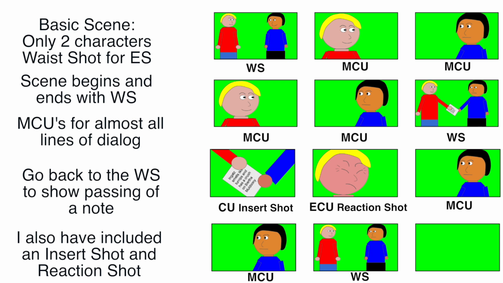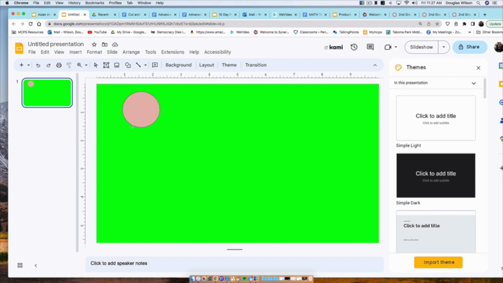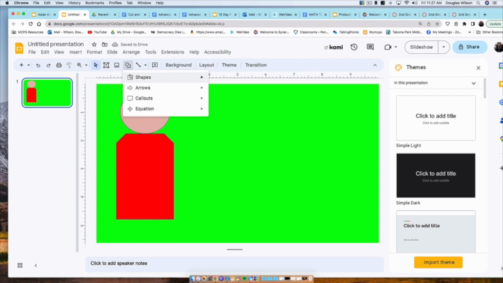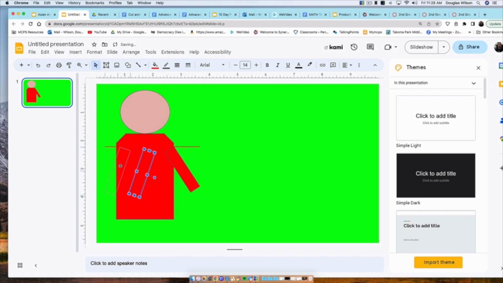My first slide that I will create is going to be a WS waist shot of one character. Do not create a slide with more than one character. This is so you can manipulate the characters separately. Here is my waist shot of character 1.